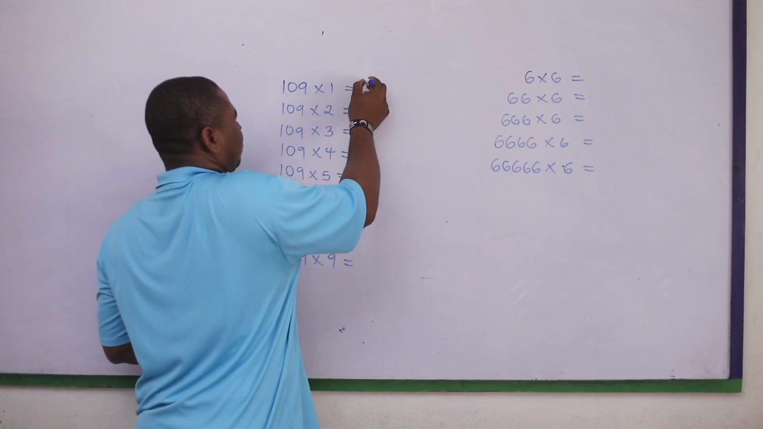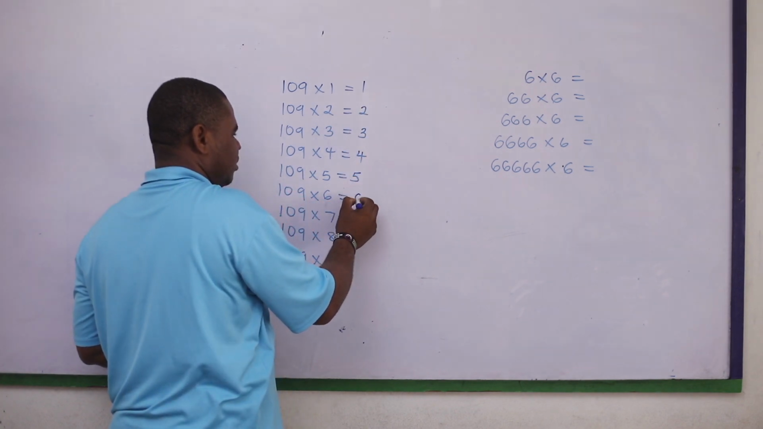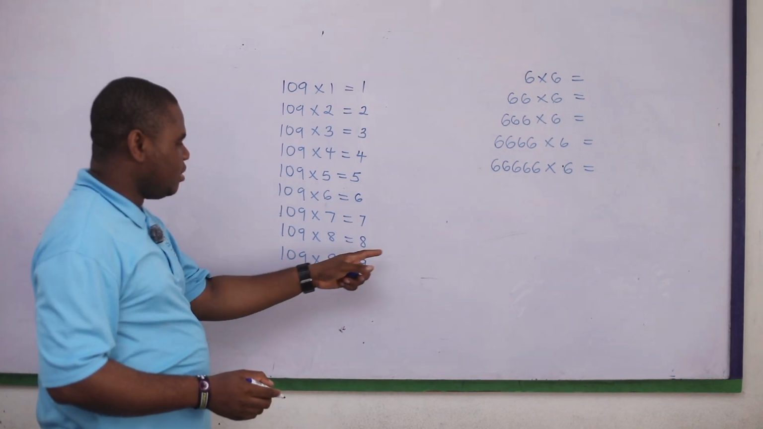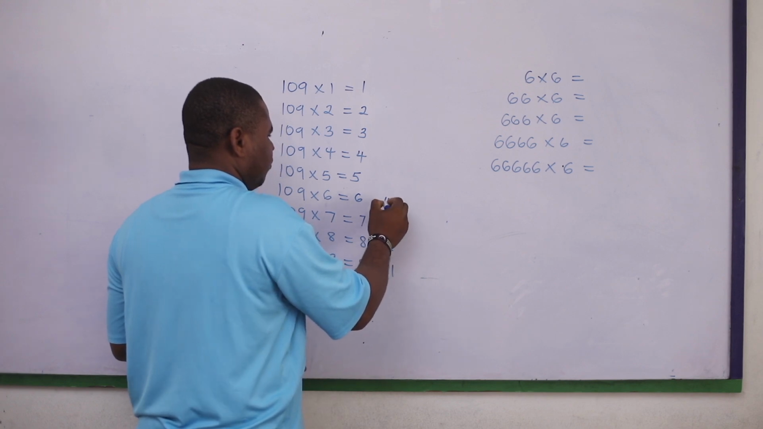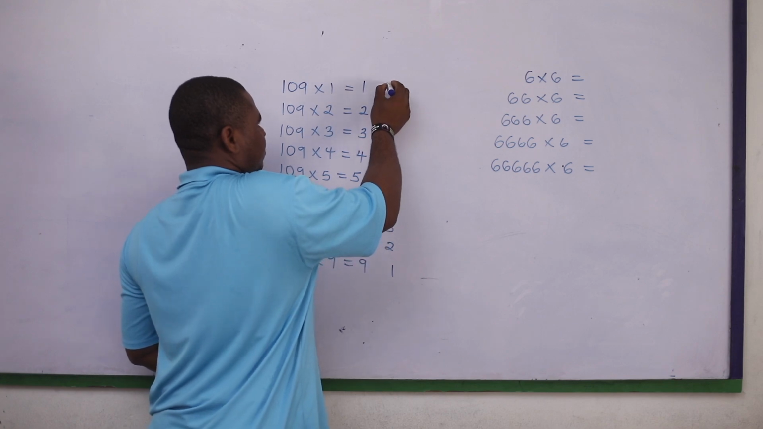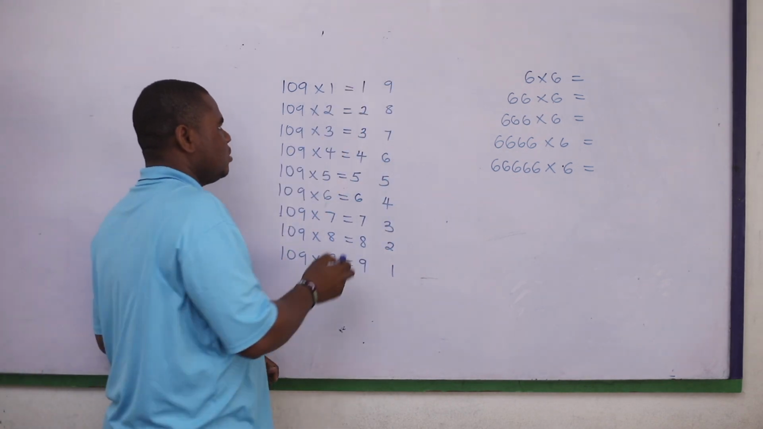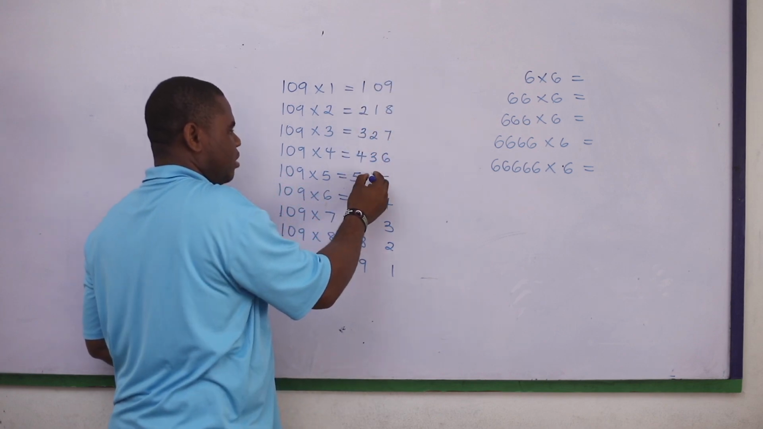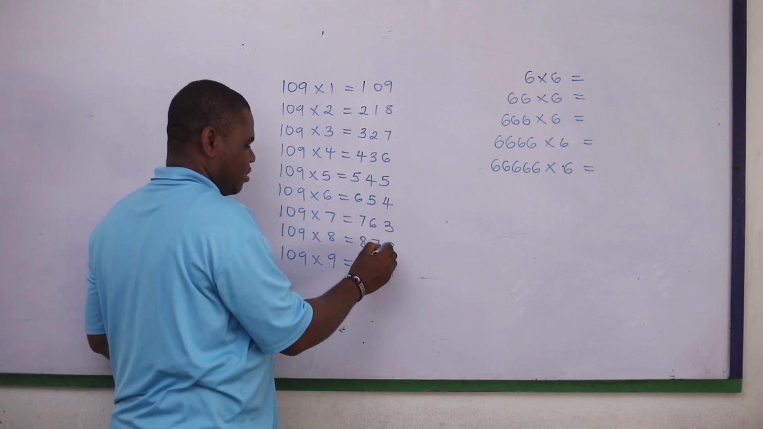Now we have 1, 2, 3, 4, 5, 6, 7, 8, 9. I'm going to do the same thing. 1, 2, 3, 4, 5, 6, 7, 8, 9. All I need to do now is count from 0 downwards. 0, 1, 2, 3, 4, 5, 6, 7, 8.